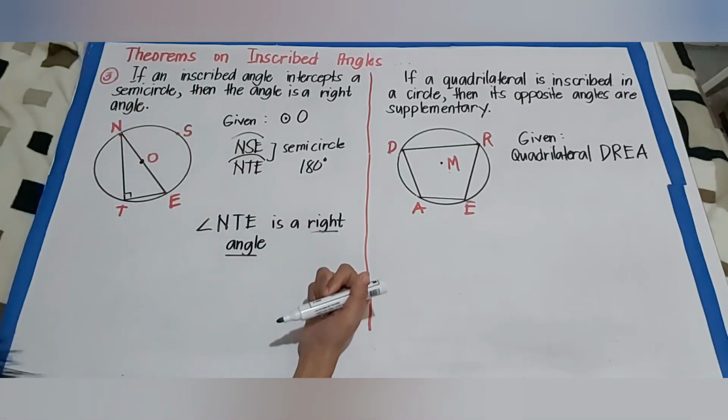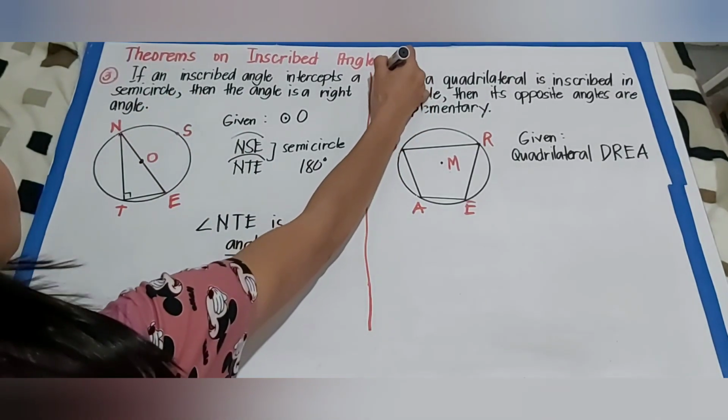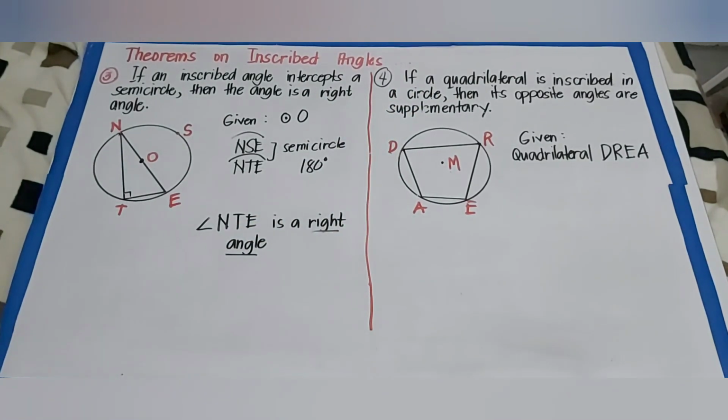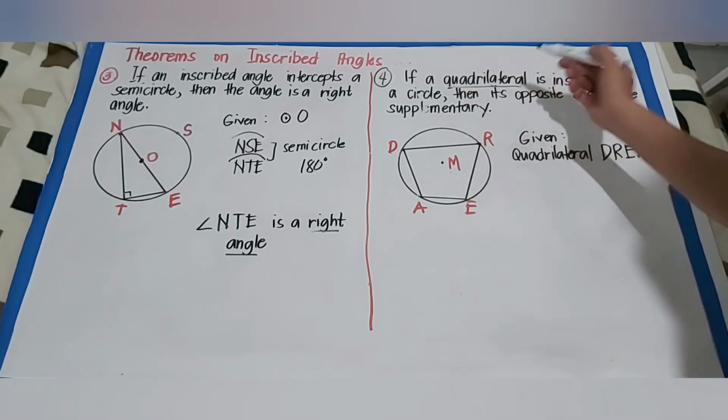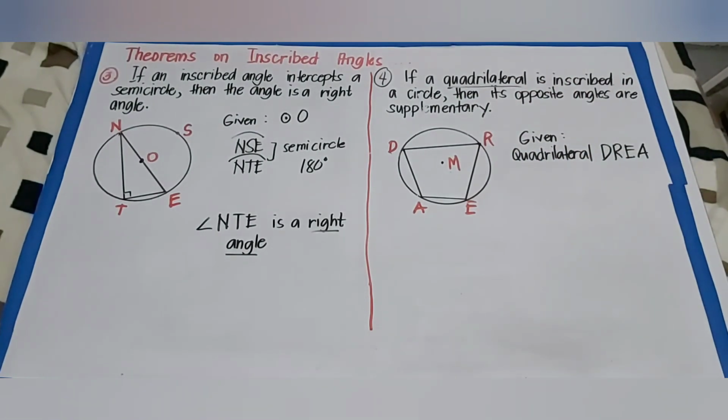Now, for theorem number 4, if a quadrilateral is inscribed in a circle, then its opposite angles are supplementary. We have terms here to be explained. First is the quadrilateral. Pag sinabi natin quadrilateral, this is a polygon having 4 sides and 4 angles.